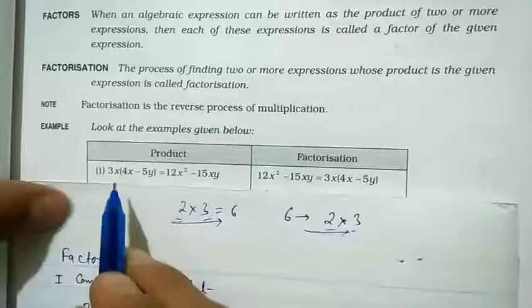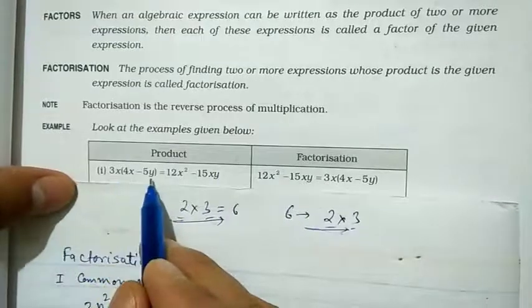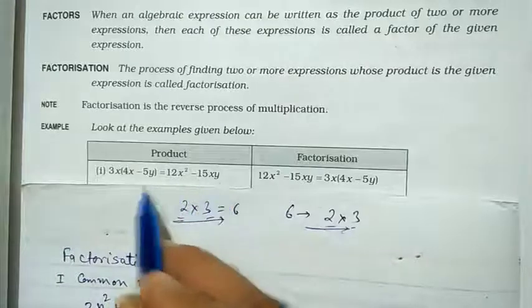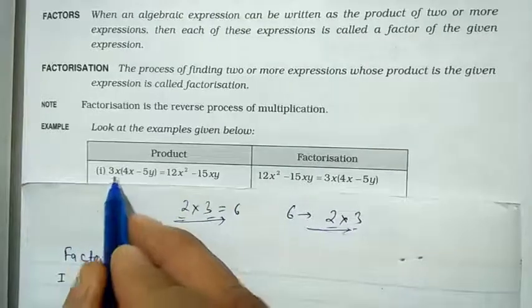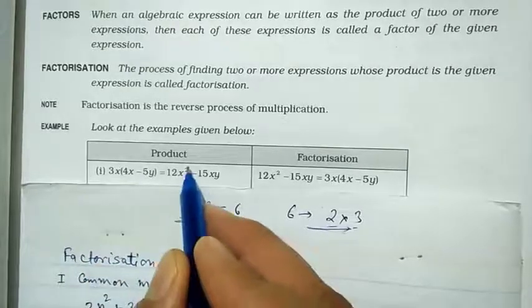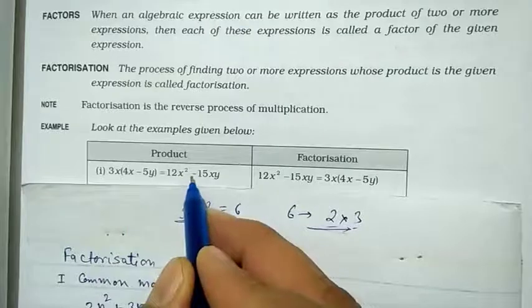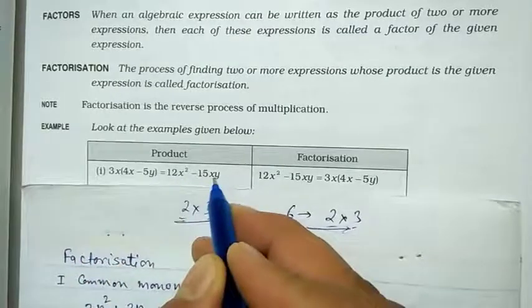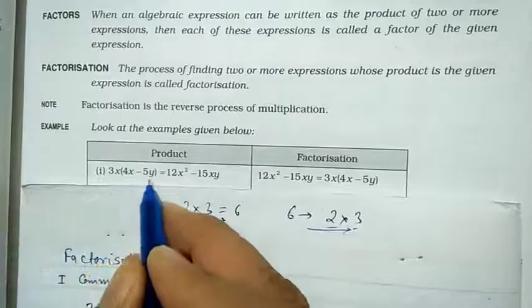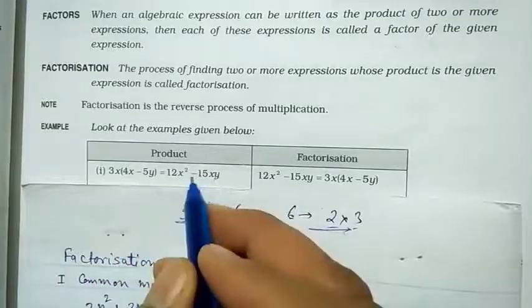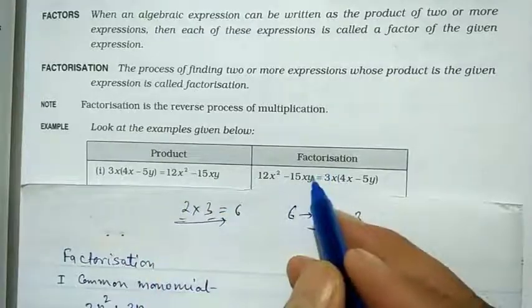Let's look here. 3x into (4x minus 5y) equals 12x square minus 15xy. This is the product. Why? Because 3 4s are 12 and x into x is x square. So 12x square, minus sign as it is, and then 3 into 5 is 15 and x into y is xy. So 3x into (4x minus 5y) is 12x square minus 15xy. This is the product. And what is factorization in algebraic expressions?